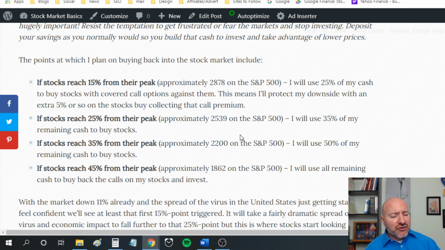These virus scares generally aren't real long-lived. If it does turn into a recession where companies lay off workers, it's going to last longer, obviously. Stocks are going to lose more, but it's not going to go down more than 45, 50, 55%, right? Great opportunity, and I want to be ready for that if that comes. So that's kind of how I'm positioning as far as when I want to get back in the market, how I'm going to deploy this cash.